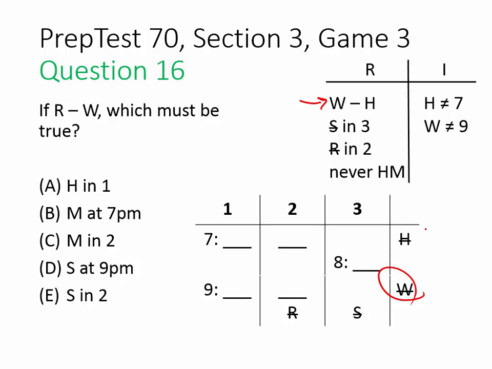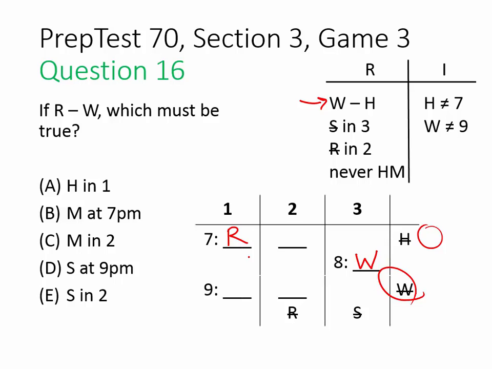But if W goes in the 7th spot, then there's no way that R could screen before it. Therefore, W must be right here at 8 o'clock. R must be at 7 o'clock. And the only place it could do that is over here in screen 1. And we have the remaining pieces to fill in, which are H, M, and S.